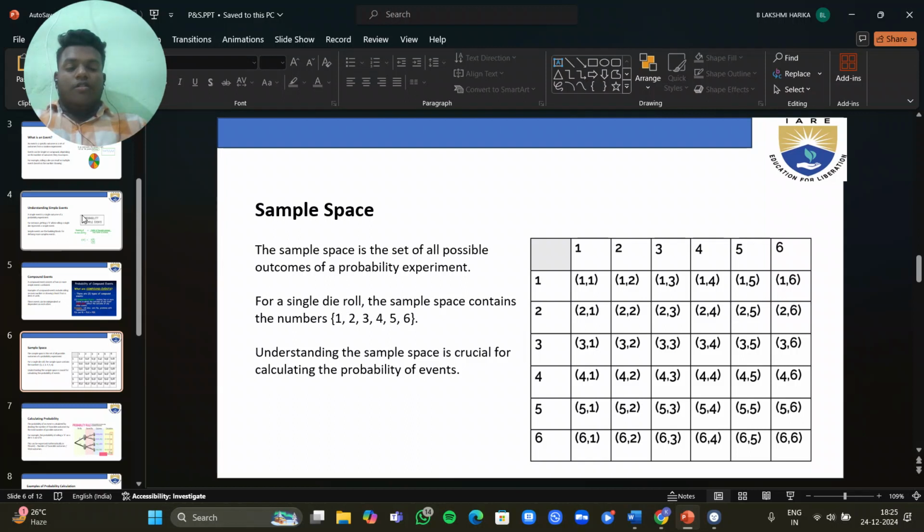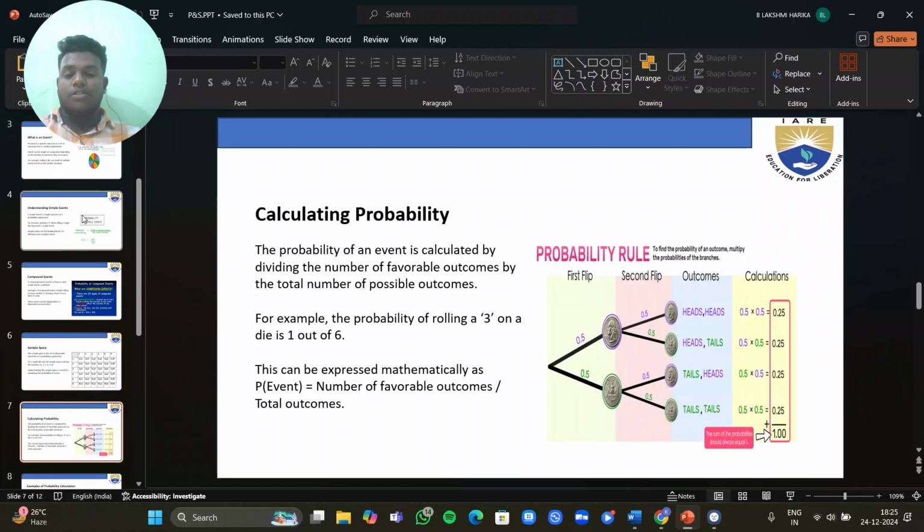The table lists 1 comma 1, 1 comma 2, and so on up to 1 comma 6; then 2 comma 1, 2 comma 2, and so on up to 2 comma 6; 3 comma 1, 3 comma 2, and so on up to 3 comma 6; 4 comma 1, 4 comma 2, and so on up to 4 comma 6. The fifth row is 5 comma 1, 5 comma 2, and so on up to 5 comma 6, and the sixth is 6 comma 1, 6 comma 2, and so on up to 6 comma 6.